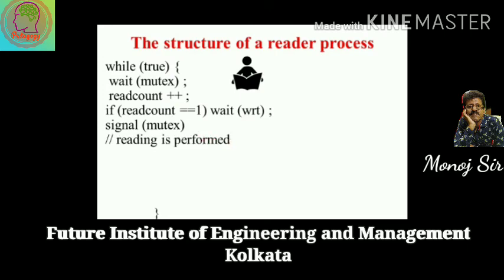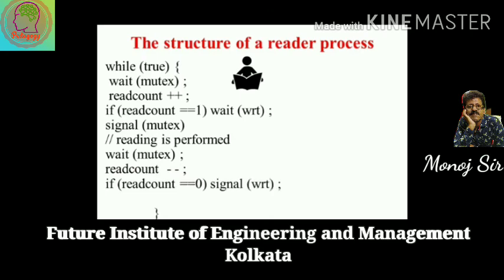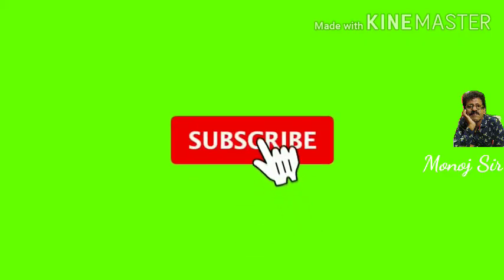Now you can perform the reading operation. Then we have to decrement read count: wait for mutex, because one reader is in execution, and read count minus minus, because we have to give the proper value of read count in decrement. If read count equals 0, it is the last reader, so again we have to signal WRT.